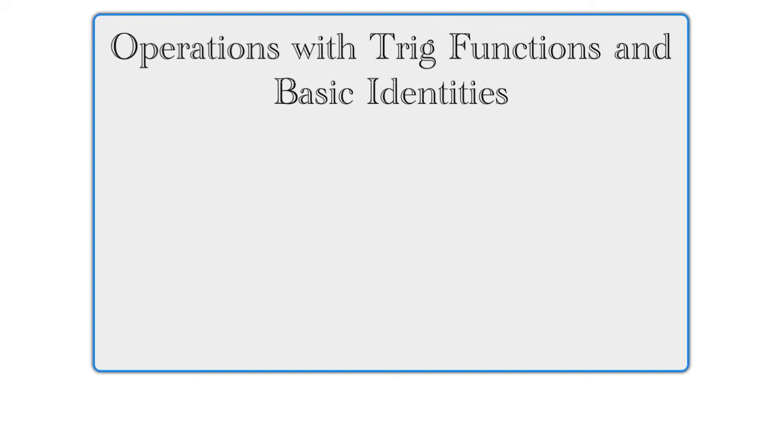Hey pre-calc students, in this video we're going to talk about operations with trig functions and some basic identities. One notation thing I do want to get out of the way is multiplying sine of x times itself. When you have sine of x times itself, there are a few ways that you can write this, and then there's a way you're not allowed to write this.